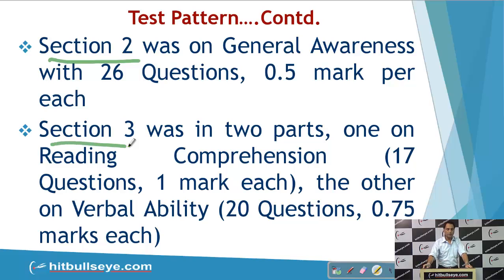Section 3 was again in 2 parts. One on reading comprehension with 17 questions, 1 mark each. The other on verbal ability, 20 questions, 0.75 marks each, which makes it RC being scaled on 17 marks and verbal ability being assessed on 15 marks. Put together, we had 37 questions, giving you 32 marks there overall.